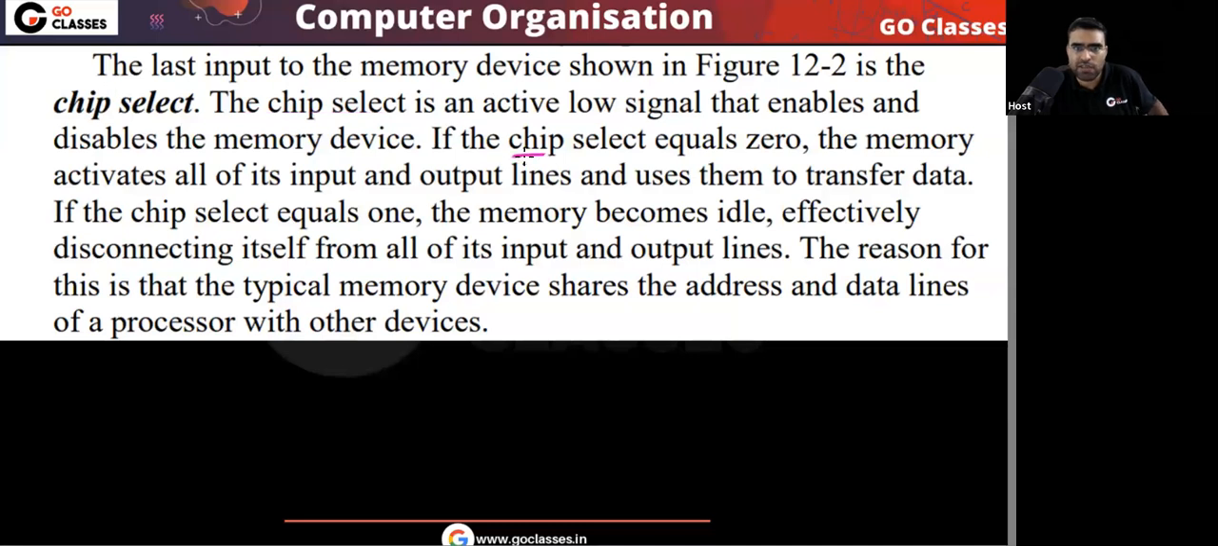When you make chip select equal to 0, then memory will be active. Then memory will transfer data. If you make chip select equal to 1, then memory will be idle, inactive. Very simple. So this is the concept.